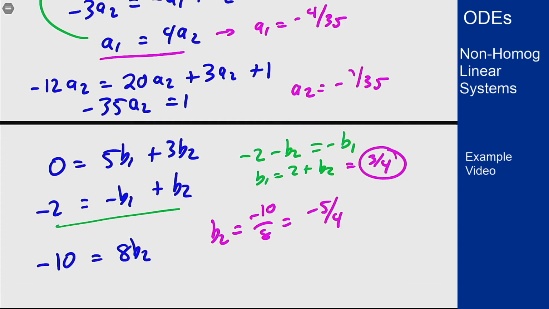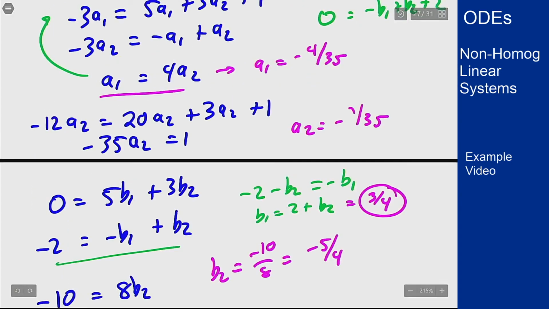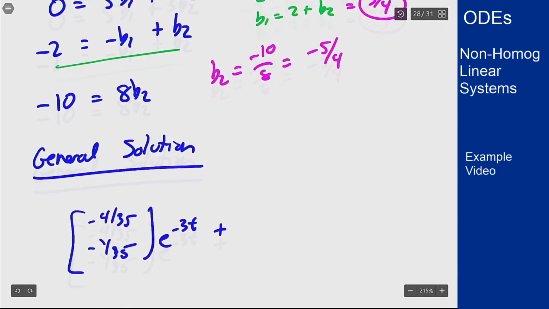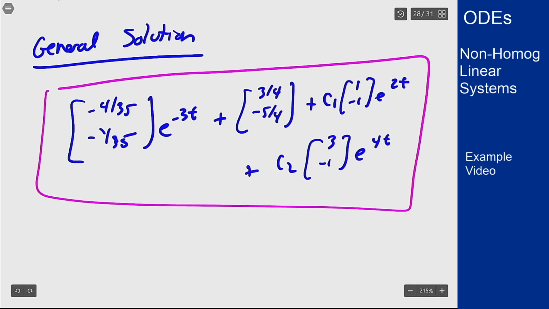So that then tells you that my solution here should be the a vector, which was negative 4 over 35, negative 1 over 35, times an e to the minus 3t, plus the b vector, which is 3/4, negative 5/4, plus the general solution to the homogeneous equation. And that's how we would get that by undetermined coefficients.